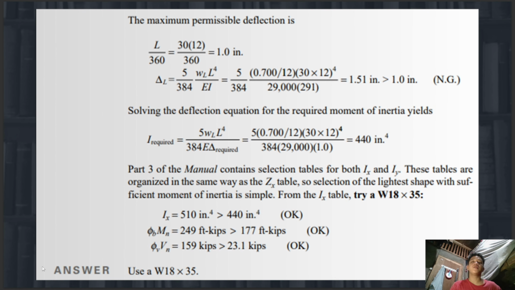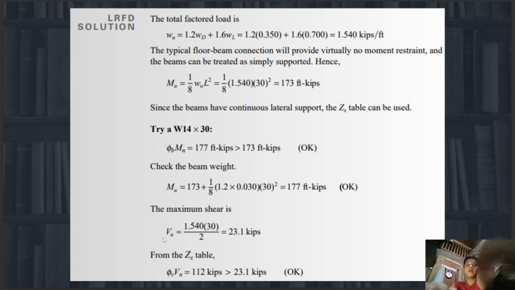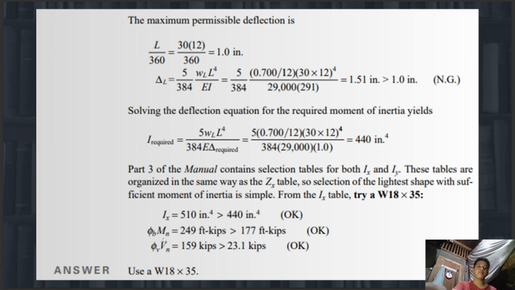So, from the table, ang pinaka-lightest nga shape nga sufficient, mas dako ang iyang IX sa atong I required is W18 times 35. Therefore, okay siya. Then, ang VMN is 177. Mas gamay siya sa 249 in which okay. Kay kaning 177 is only ang beam width. Yeah, VMN.